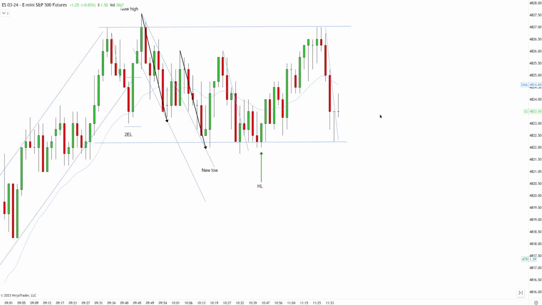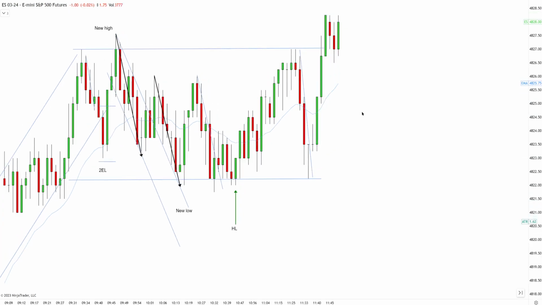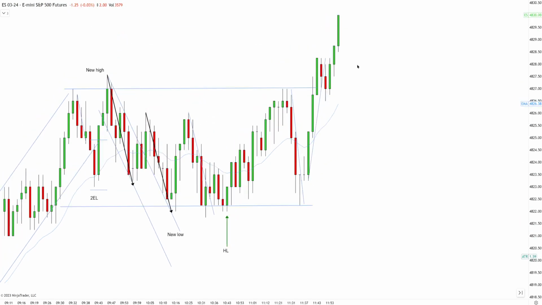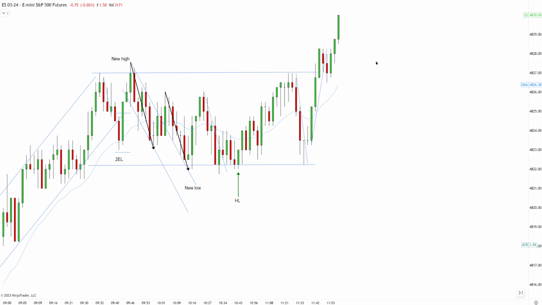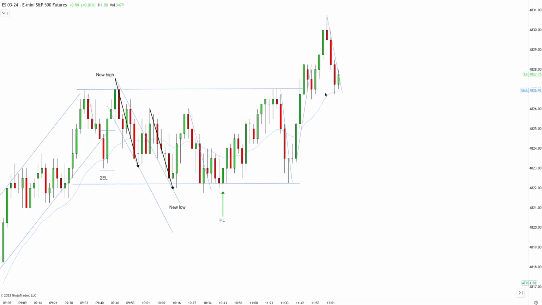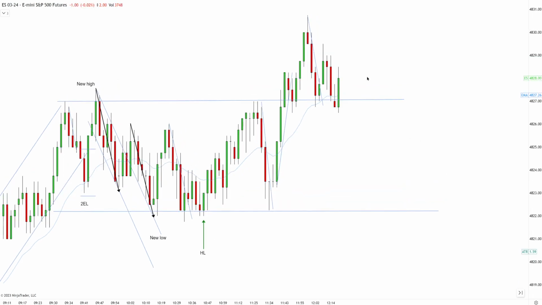When we draw the trend down, we have another push up. Okay, price action is looking a little bit more bullish, so I'm not going to be fading the breakout just yet. Let's see what's going to happen. I'm going to expand this trend range. Now, there is no second entry long.